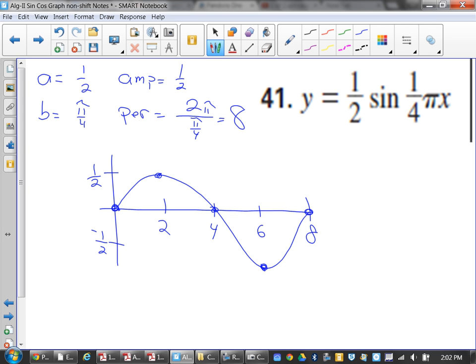I usually do sines and cosines first because they're very easy. Tangents are kind of a weird ball.